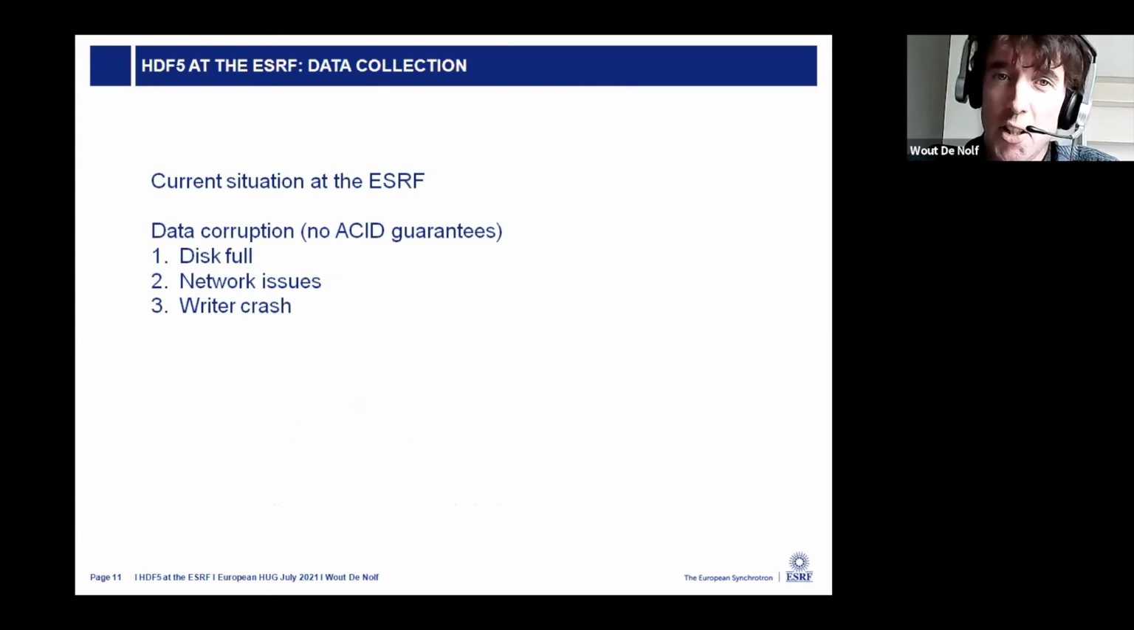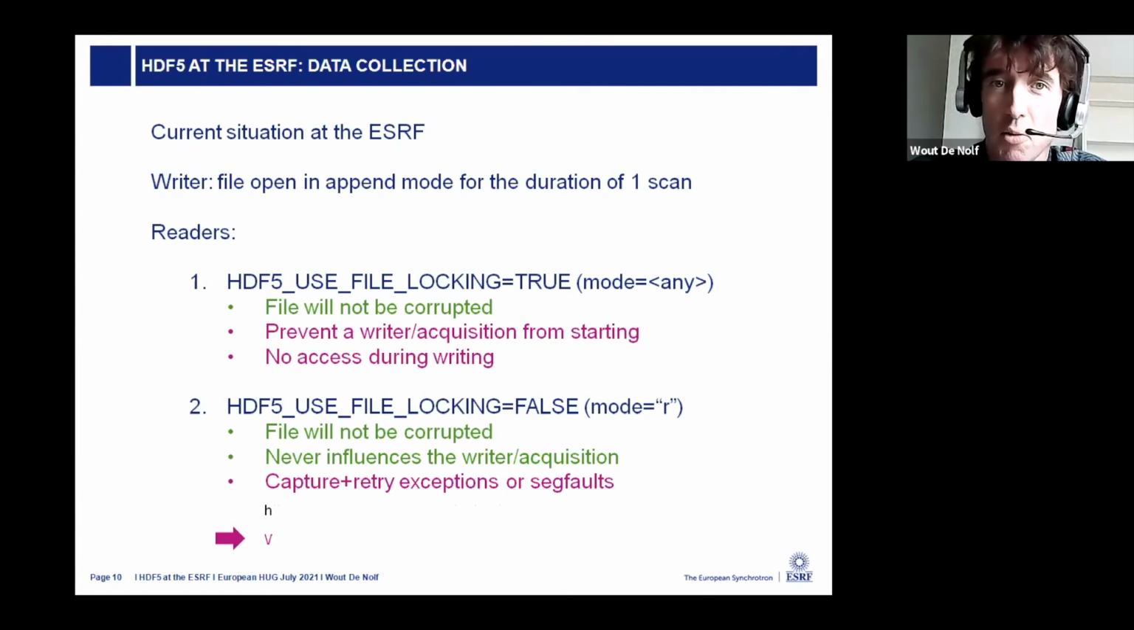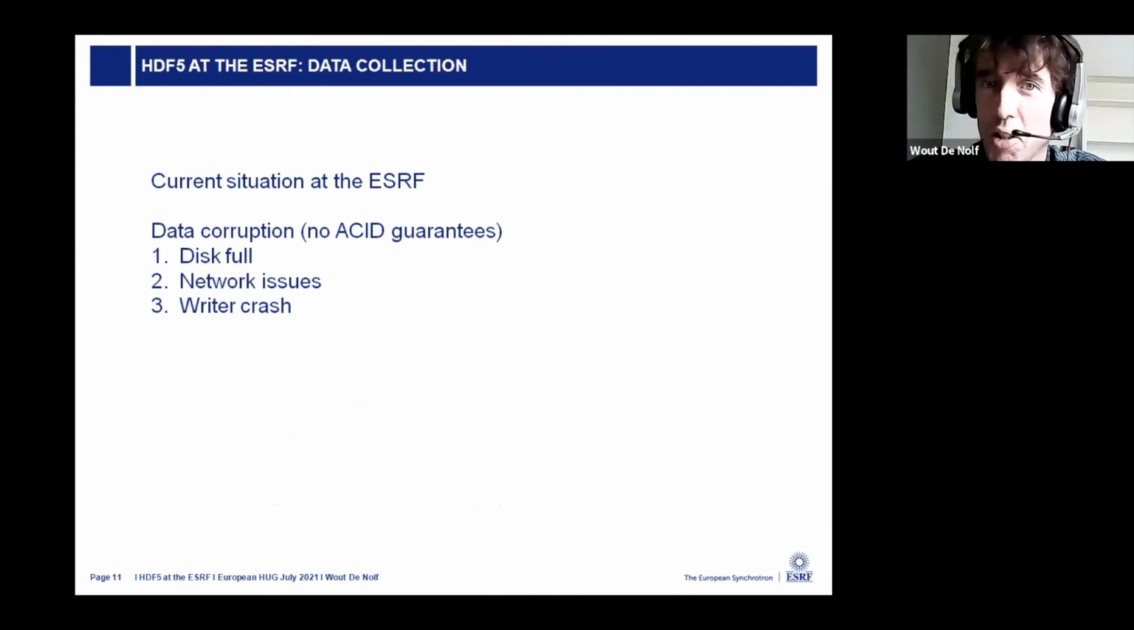So in terms of data corruption, it's not going to be because of concurrent reading and writing, but there are other situations where data corruption can happen. The disk could be full. It could be network issues, and the writer could crash. And so what we need is a tool to recover data from corrupt files.